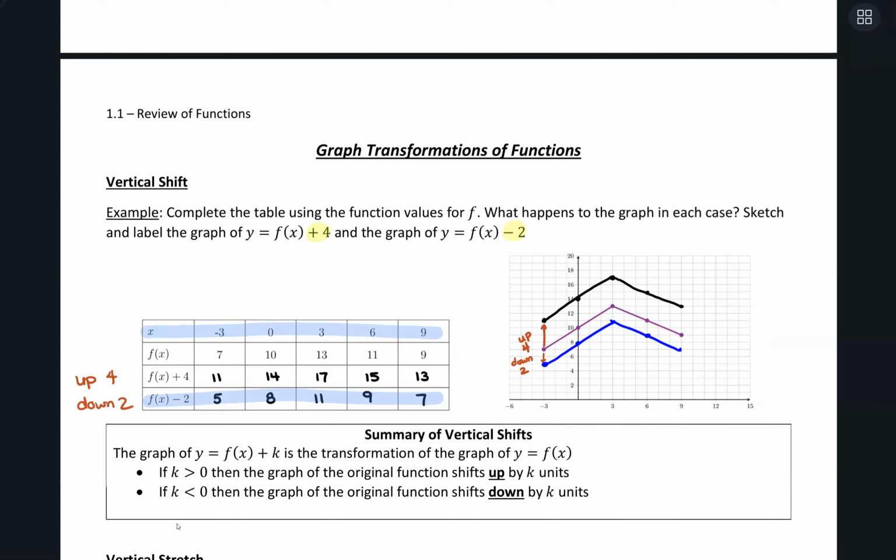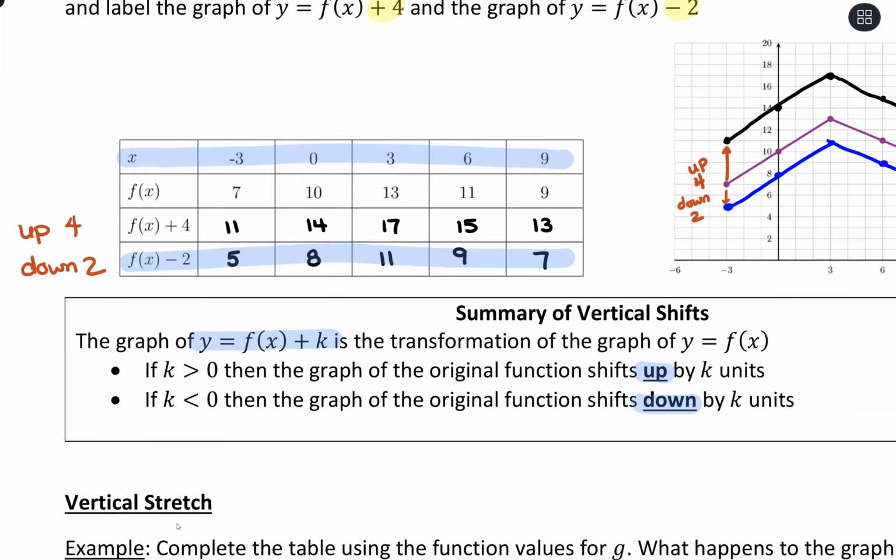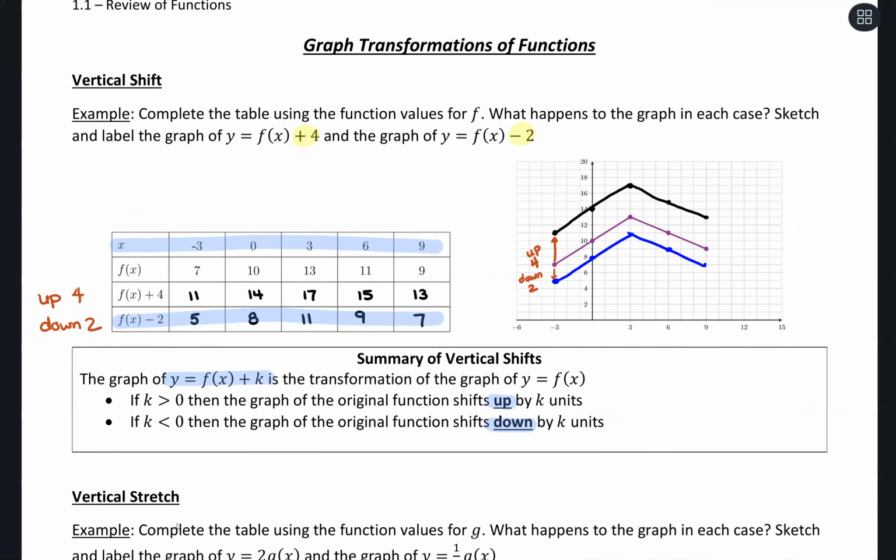So this is where it's vertical, moving up and down, and we're shifting up and down, just picking up the graph and moving it. So for a vertical shift, what we have here is y equals f of x plus k. If k is positive, we're moving up. If k is negative, we're moving down. So we look for something adding or subtracting on the outside of our function.